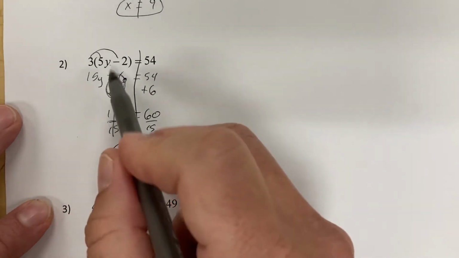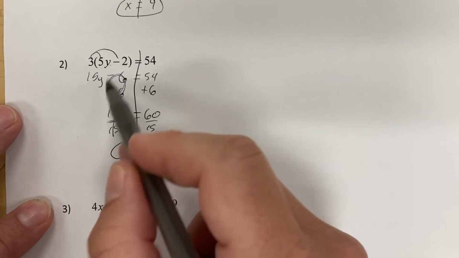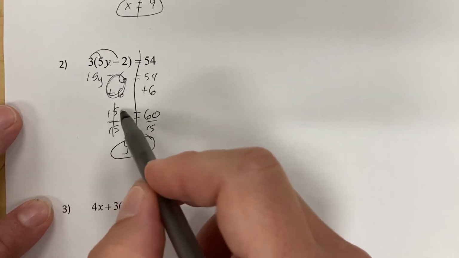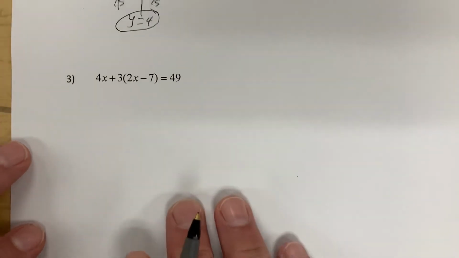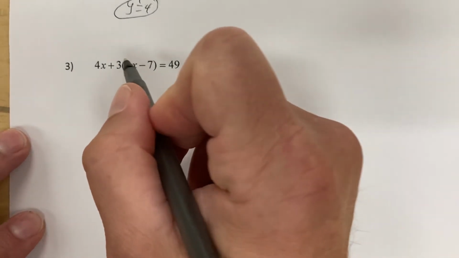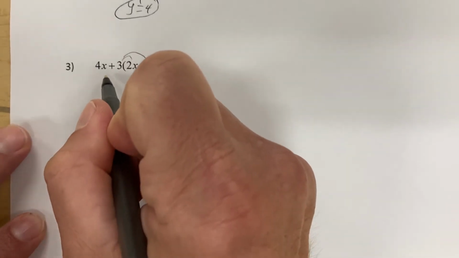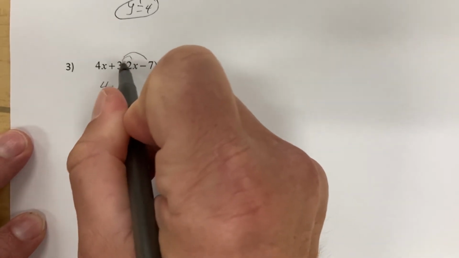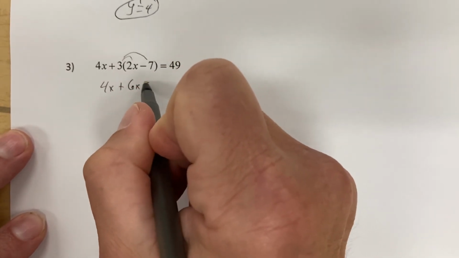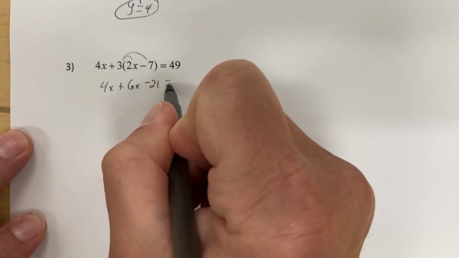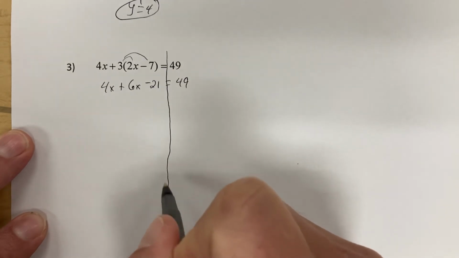So the key is trying to get it to this two-step, and once we get to the two-step, it should be automatic. We get rid of the number that's by itself first, and then, in this case, divide to get rid of that. So this third example then is a combination of the two. We have distributing to do first, so we're going to multiply by 3. That'll give us 4x plus 3 times 2, that's 6x. And then 3 times negative 7 is a negative 21, all right, equals, and then we have 49 here, all right? So that's step 1.